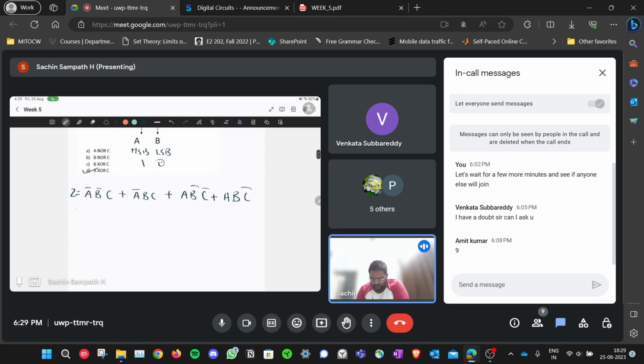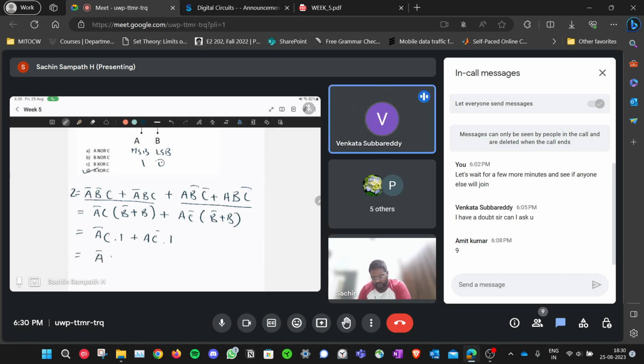You can simplify this: A bar C into B bar plus B, the first two terms. Next two terms will be A C bar into B bar plus B. So you will get A bar C times B bar plus B, and B bar plus B is 1. So A bar C into 1 is A bar C. This is nothing but A XOR C.